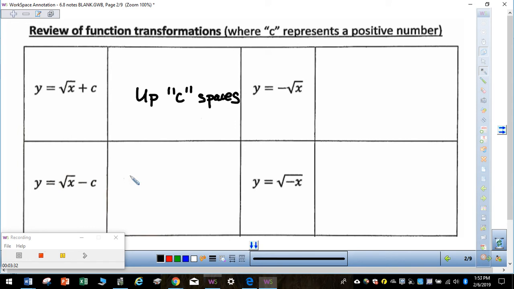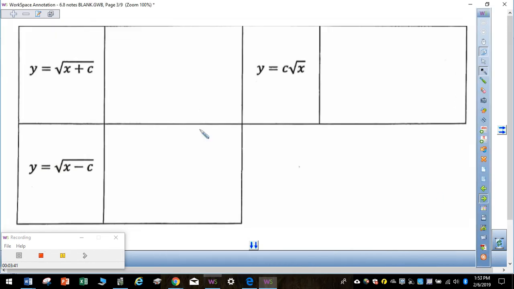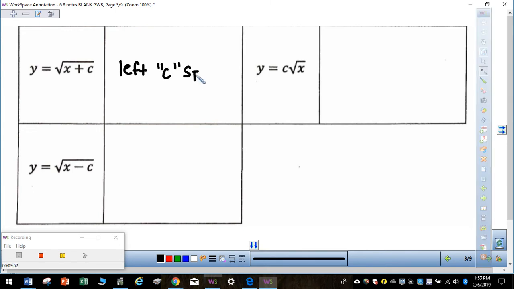If we were to subtract a number on the outside, just as we would expect, we've seen this in the past, it's going to move it down that many spaces. If we now were to add a number on the inside of our function, inside of our square root, this is going to move our graph left c number of spaces. And in the next one, if we subtract a number on the inside, just as we've seen in previous functions, it's going to move it to the right c number of spaces.